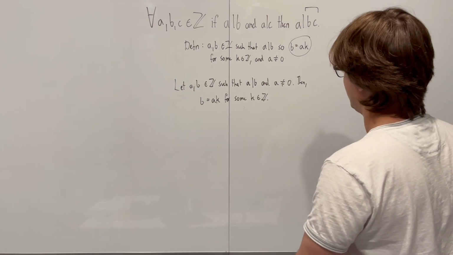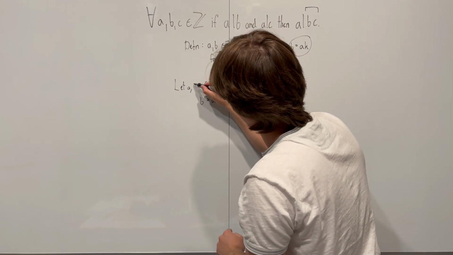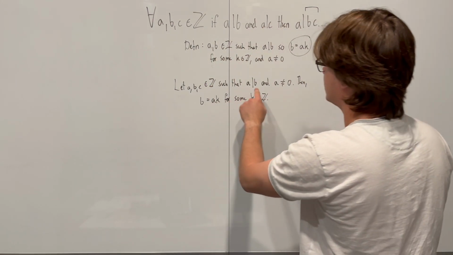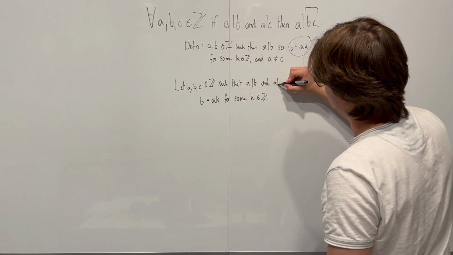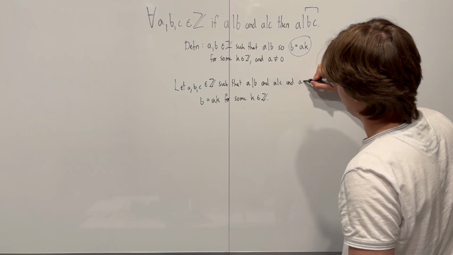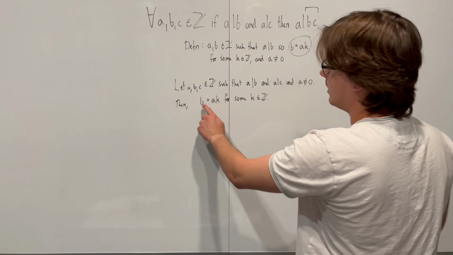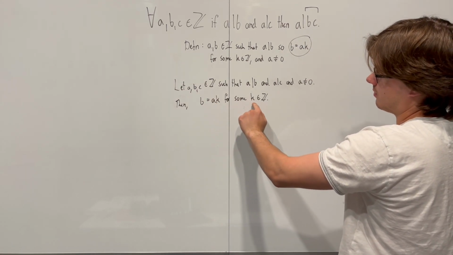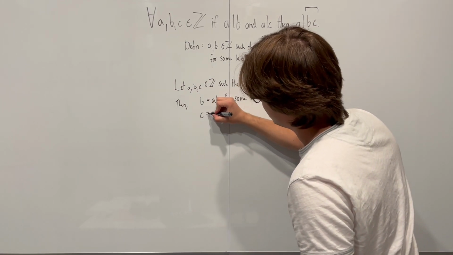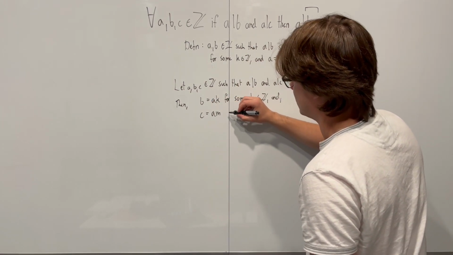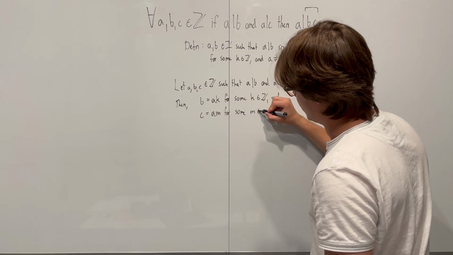I see, the other thing I forgot to say. I need to add another variable here: a, b, c, such that a divides b and a divides c and a is not equal to 0. We can then say, then b can be written as a multiple of a for some integer k, and c can be written as a multiple of a where a is multiplied by m for some integer m.